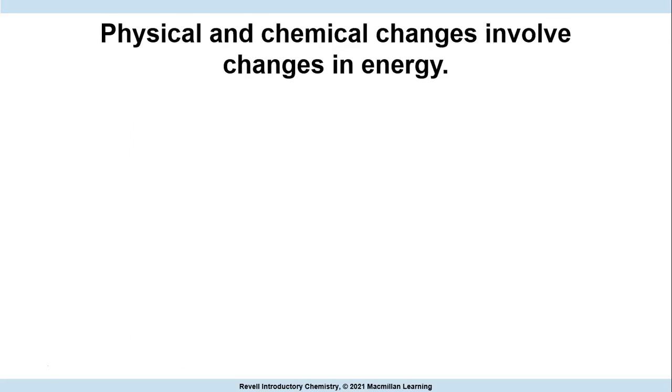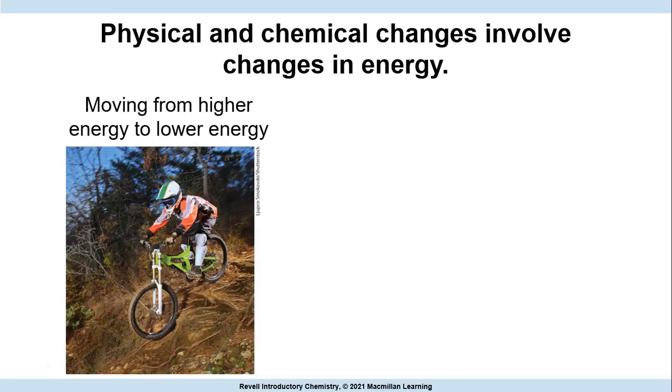Now let's look at the physical and chemical changes involved in energy. So now here in this picture we see this bike rider. We are talking about potential energy at this position. When he is moving from a higher position, here his potential energy is higher, and when he is moving to a lower position, he is releasing energy. So when you move from a higher energy to a lower energy, you are releasing energy. So the potential energy is converted to kinetic energy for motion.